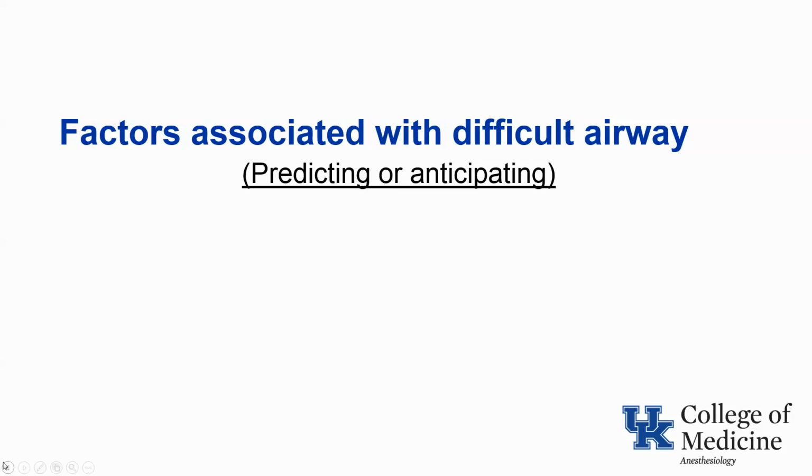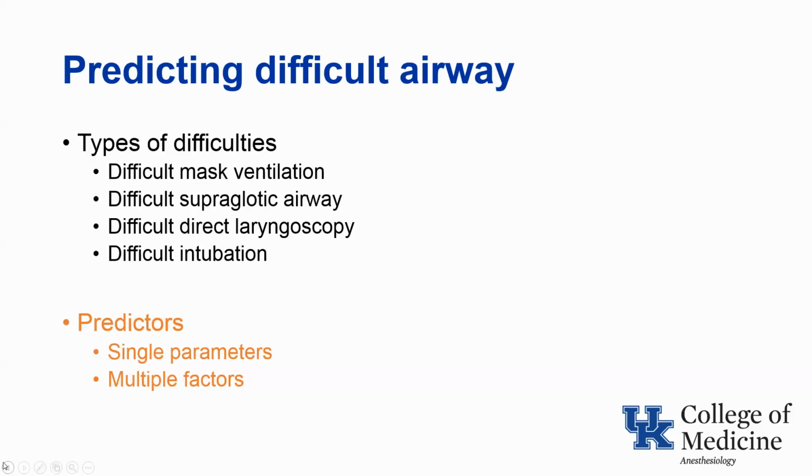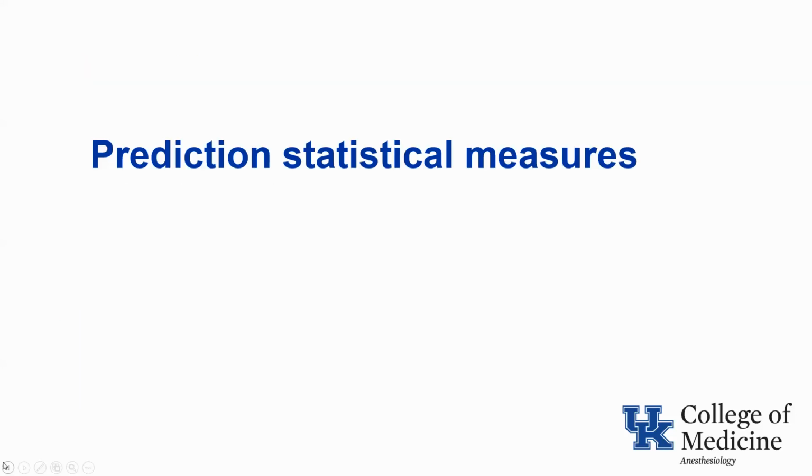So what are some of the factors associated with a difficult airway? Objective data are hard to come by, partly because of variable definitions of a difficult airway. We've already mentioned that there are different types of difficulties, and predictors can be either single parameters or multi-factors, and we are going to review these now.